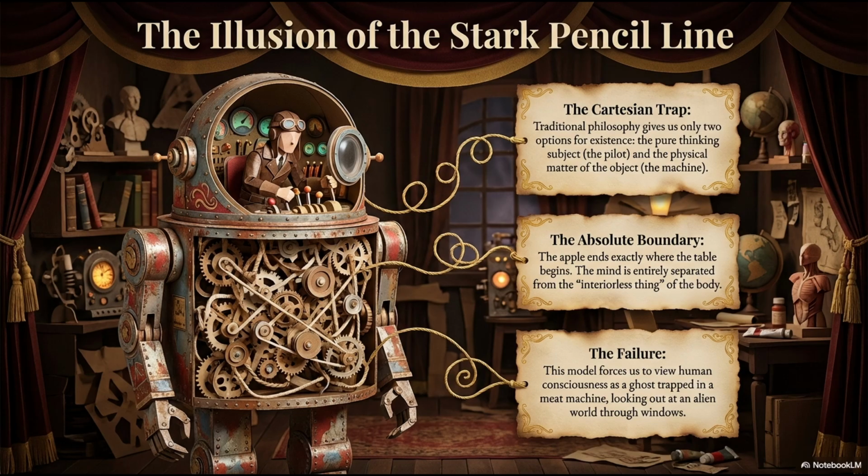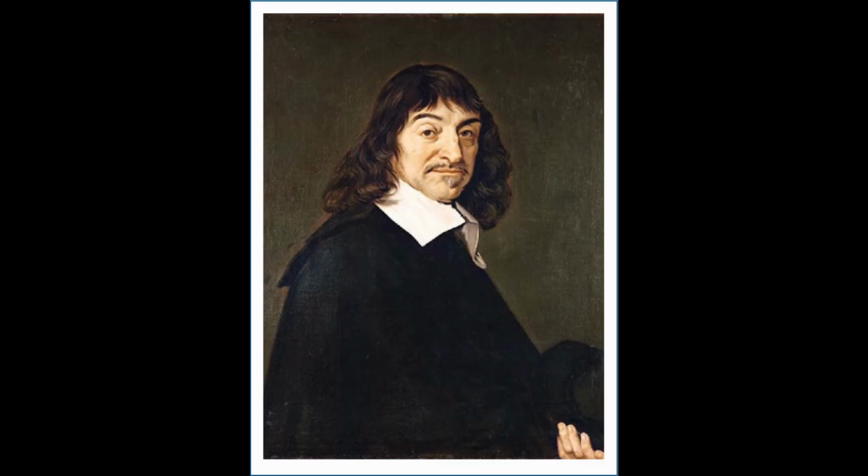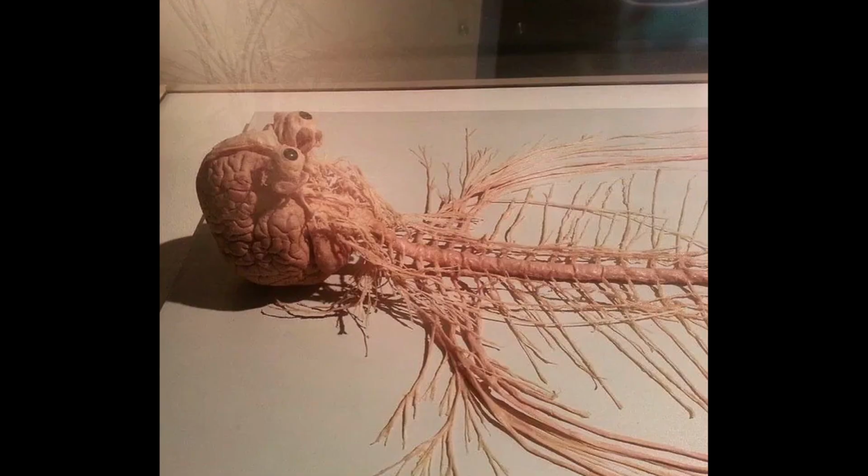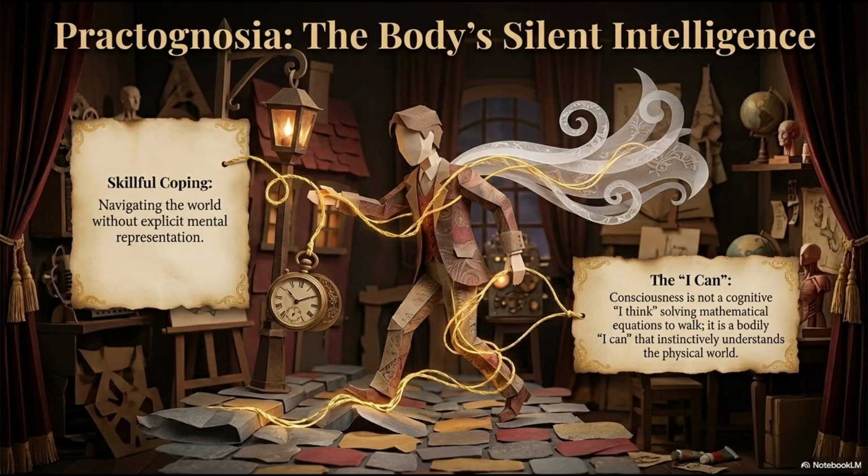We started in week 1 by dismantling the traditional machine model of the body. We looked at motor intentionality, that massive shift from a cognitive Cartesian "I think" to a bodily "I can." We stopped treating the body as an interiorless thing piloted by a brain and realized that consciousness is fundamentally rooted in our physical capacity to move.